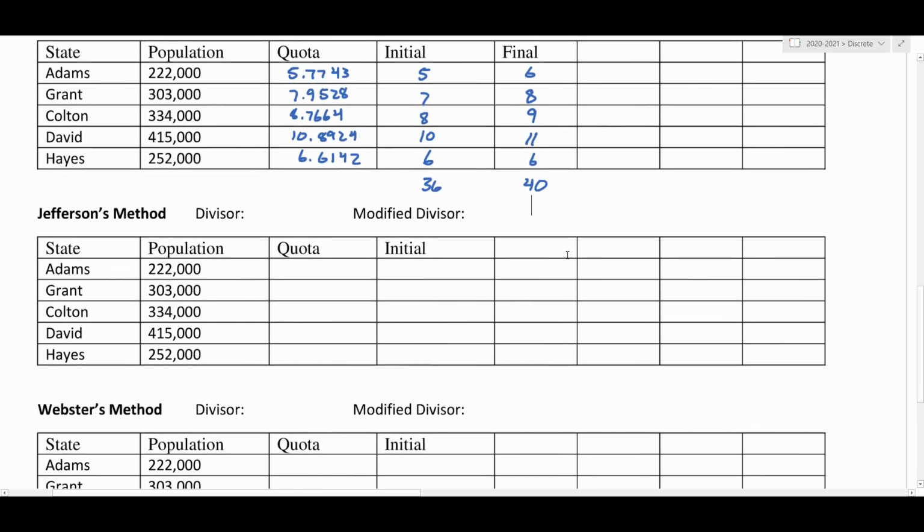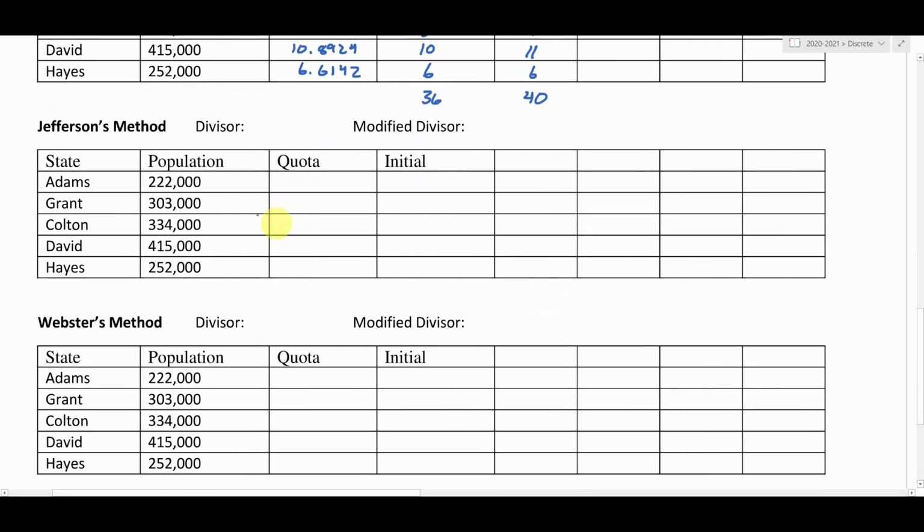Okay. All right, let's look at Jefferson's method. Now, Jefferson's method is almost the same up until we get to that initial. So we got the same divisor. Okay, so we got 38,100. All of the quotas will be the same as what we calculated in Hamilton's method. Okay, so we got the same quotas there. Now, to get our initial, we do the same thing that we did in Hamilton. We ignore the decimal parts and we just take the whole number parts.